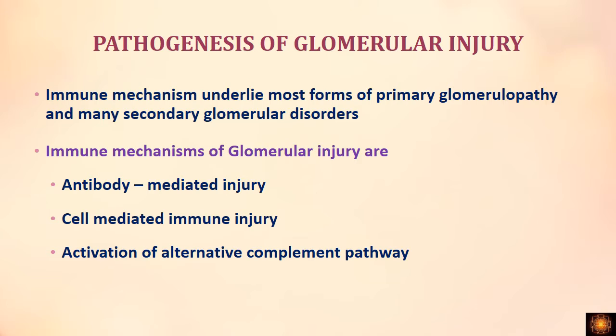Mechanism of the glomerular injury. The main mechanism is the immune mechanism, and this is the mechanism which underlies most of the primary and the secondary glomerular disorders. Now the immune mechanism has been studied under antibody mediated injury, cell mediated immune injury and activation of the alternative complement pathway. Out of this, the most important one is antibody mediated injury.